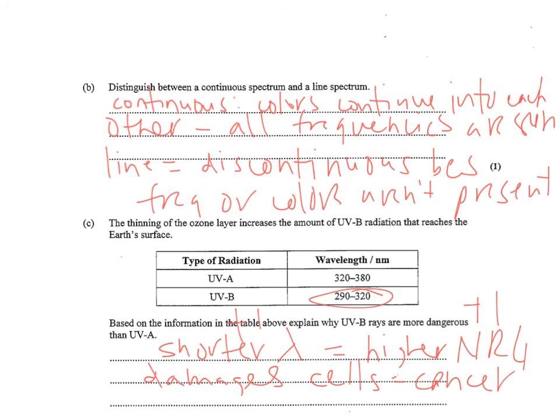And then C, the thinning of the ozone layer increases the amount of UVB. Why is that more dangerous? Well, what you're supposed to notice is it's the shorter wavelength, so that was worth 1 mark. And then that means it's higher energy and higher frequency. And then for the 3rd mark, you were supposed to realize that this is what damages cells or causes cancer, is the higher energy frequency hitting our skin cells.